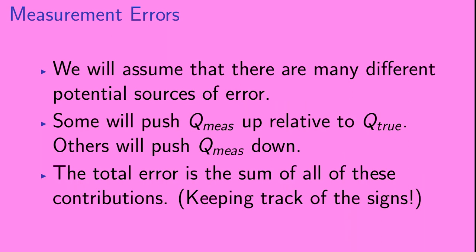Okay. So in talking about Gaussian errors, we're going to assume that there are many different potential sources of error. Some of these sources of error are going to push the measured value, Q measured, up relative to the true value, Q true. And other sources of error are going to push Q measured down relative to Q true. The total error is the sum of all of these different contributions. And in taking that sum, we have to keep track of the signs. So for example, if we have one source of error that pushes Q measured up relative to Q true, and we have another one that pushes it down by the same amount, those two would cancel in the total error.